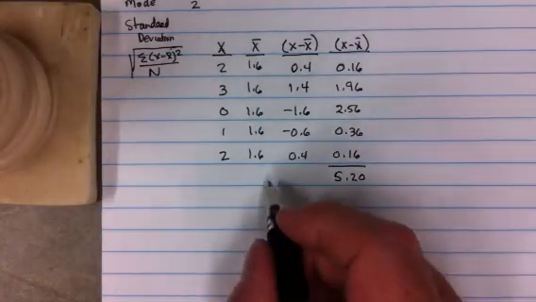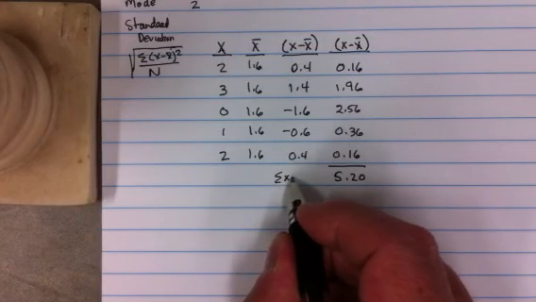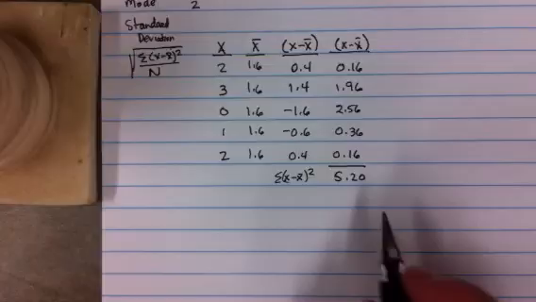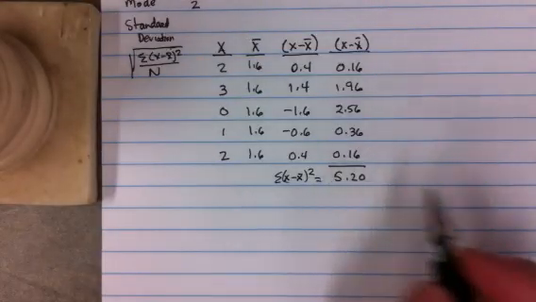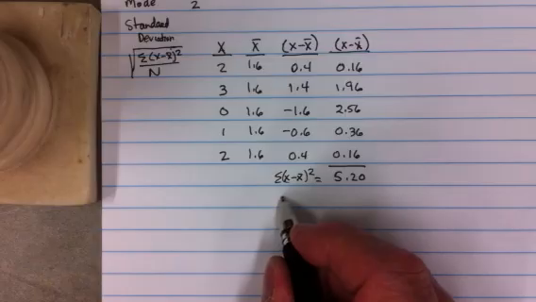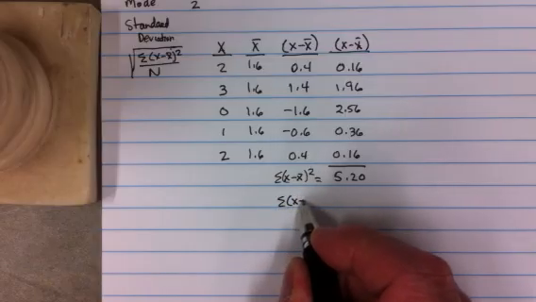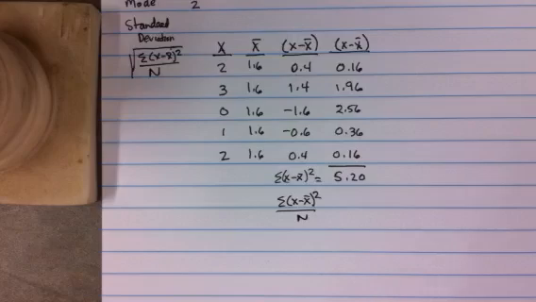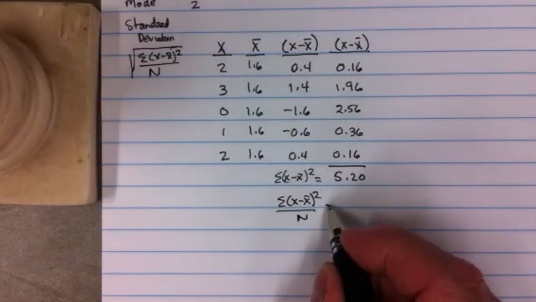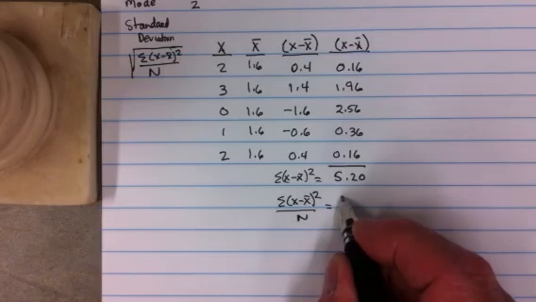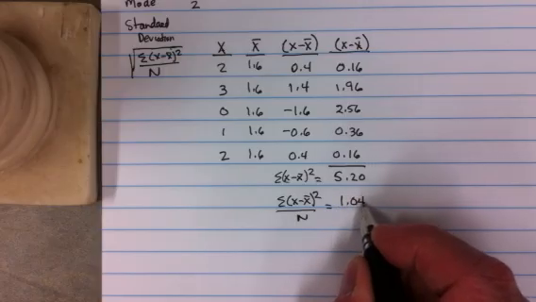If I total all these, I get 5.20. This is the sum of x minus x bar squared. And that equals 5.20. Now I want to divide this by n. Okay, so I'm going to divide that by 5. When I divide this number by 5, I get 1.04.